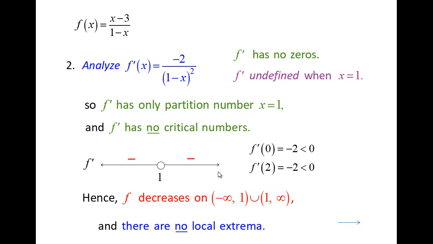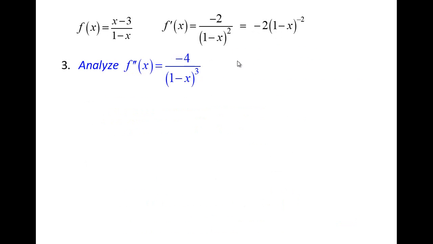All right, so that's part 2. The next thing we have to do is look at the second derivative. So once again, here's my f, and here's the first derivative. The first derivative can be written as negative 2 times 1 minus x to the negative 2. And then the second derivative would be 4 times 1 minus x to the negative 3.